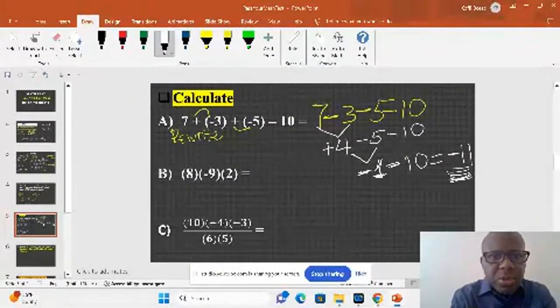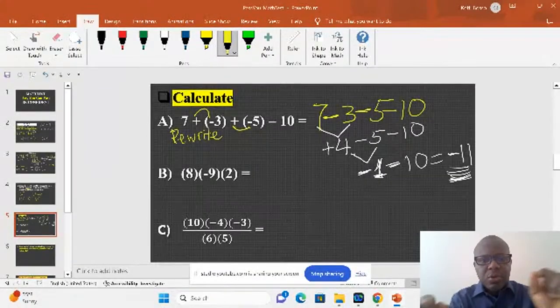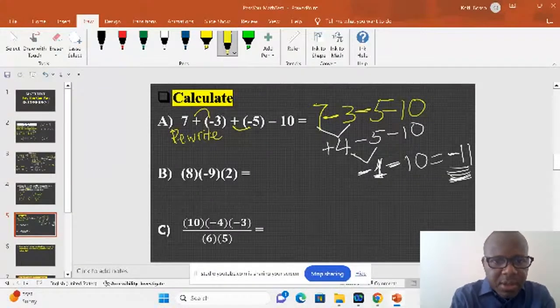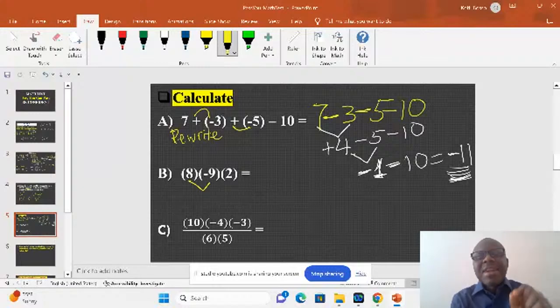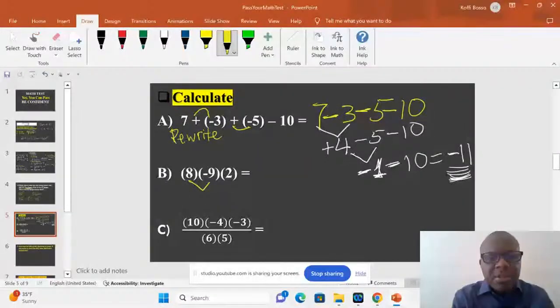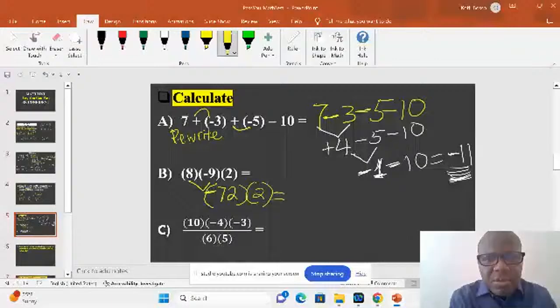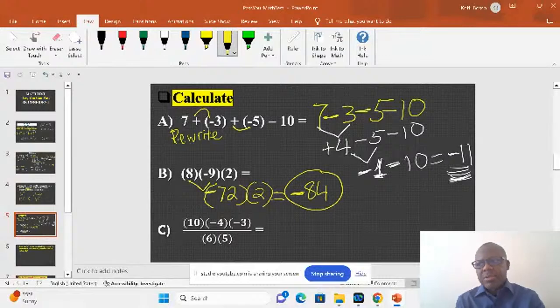Now, B is a multiplication. Because you have 3 numbers to multiply, we'll take them two by two. First of all, we take 8 and multiply by negative 9. We are taking the number with its sign. 8 is positive, 9 is negative, so that gives negative 72. And now this negative 72 will multiply by 2. The 2 is positive, the other is negative, so we're going to have negative 84 as the answer.